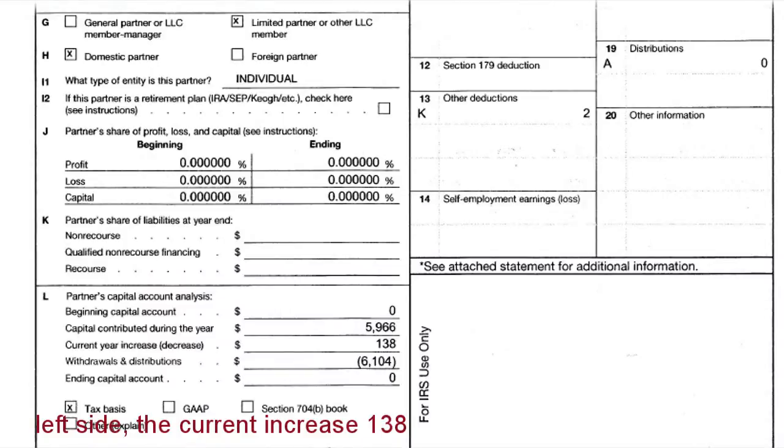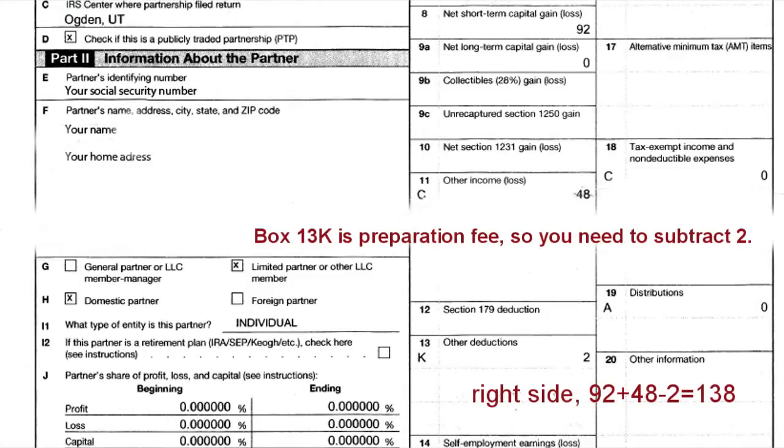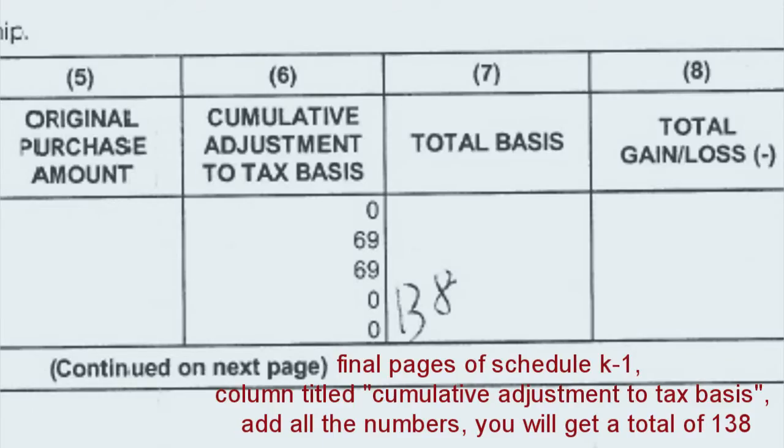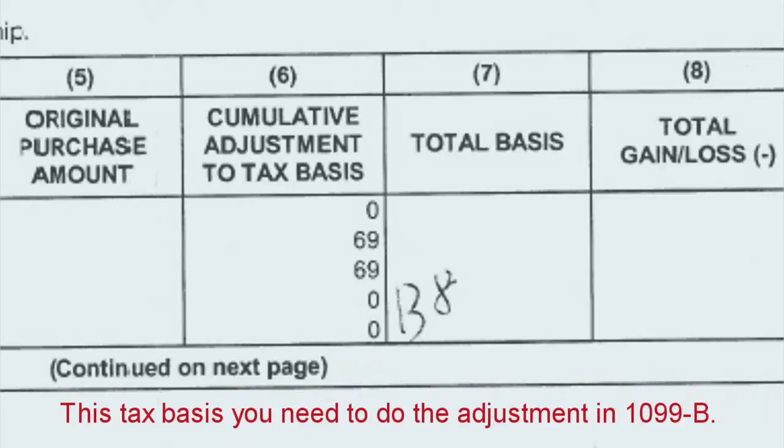Check Schedule K-1 first to understand some concepts. Left side, the current increase is 138. Right side, 92 plus 48 minus 2 equals 138. Final pages of Schedule K-1: column titled Cumulative Adjustment to Tax Basis. Add all the numbers, and you will get a total of 138. This tax basis is what you need to adjust in 1099-B.